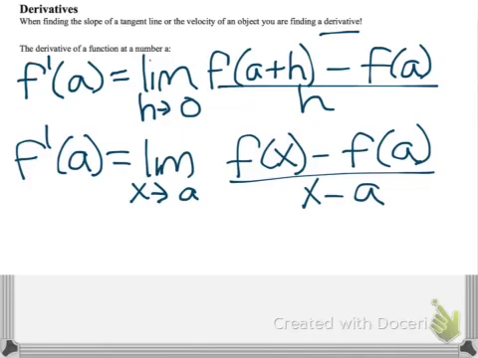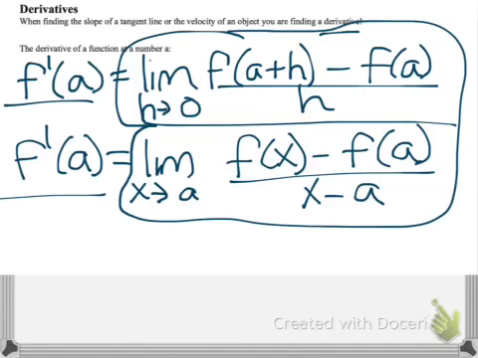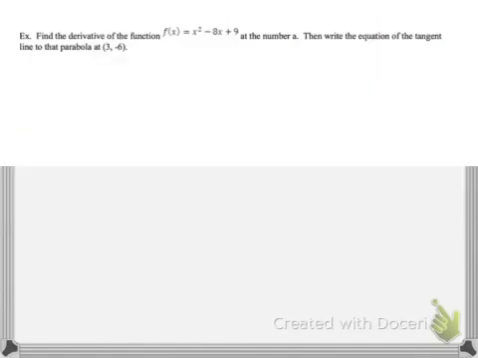So these just stand for what? The slope of our tangent line. And what does the slope of the tangent line equal? The derivative at that number. So now the only difference: find the derivative of this function at the number a. Then write the equation of the tangent line to the parabola at 3, -6.